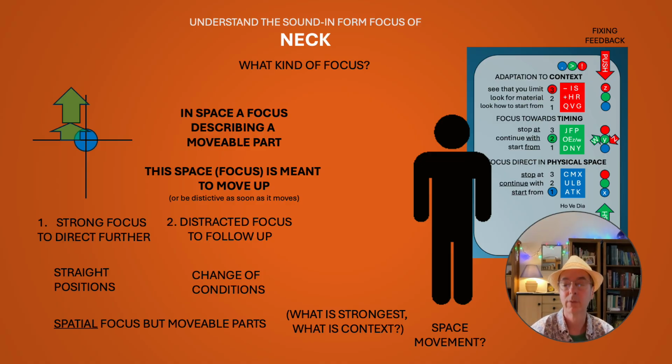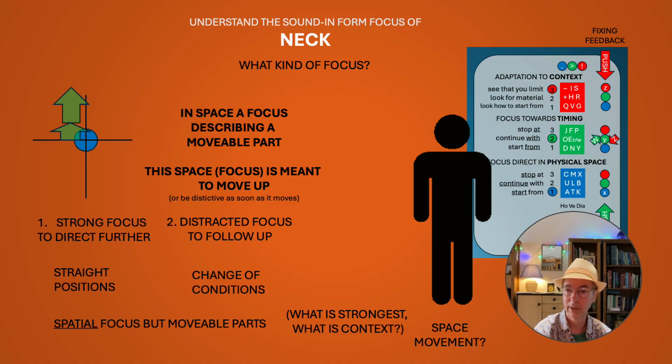If you think about it, the neck, you can move it left, right, or up. It is a movable part. The movable parts are in the green area, but it is about space still, so it's a focus in space. So that means we have the first category of the changeable focuses. We can choose between D, N, and Y.